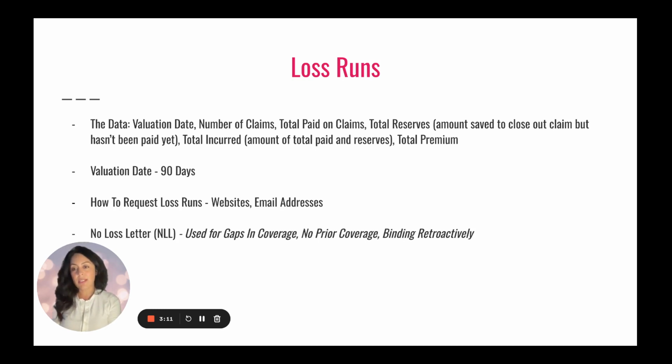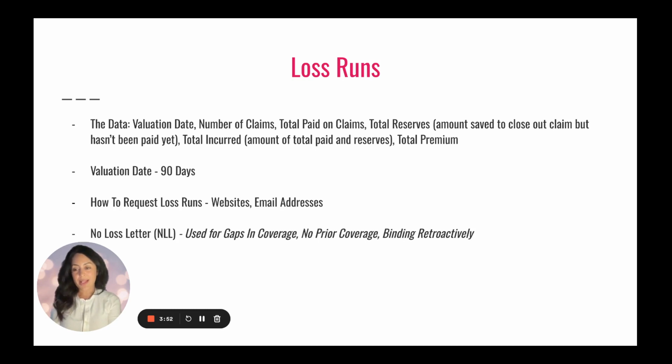So all of the loss runs are going to include the valuation date. They're going to include the number of claims that your client has had each policy term. So each year could look different. It'll show the total paid on each claim, the total reserves, which is the amount saved to close out a claim but hasn't been paid yet. So the carriers make an estimate on what they think it's going to cost, and they pull that amount into reserves. The total incurred, which is the total of paid claims and the reserves combined, and they also show the total premium the client paid that year.